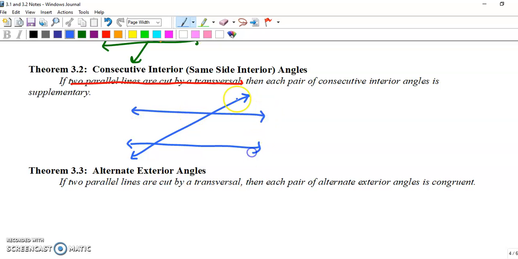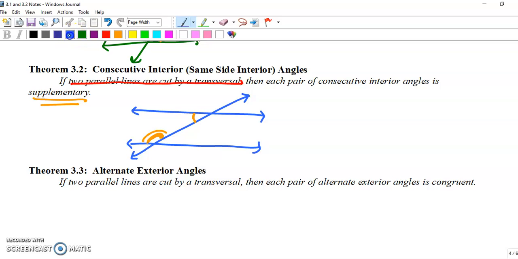So, same side interior, we got this one and this one. Those are not the same size, but they are supplementary. Okay, they would add up to 180. If this one is 20, this one's going to be 160. You can do 180 minus that to come up with that other number.